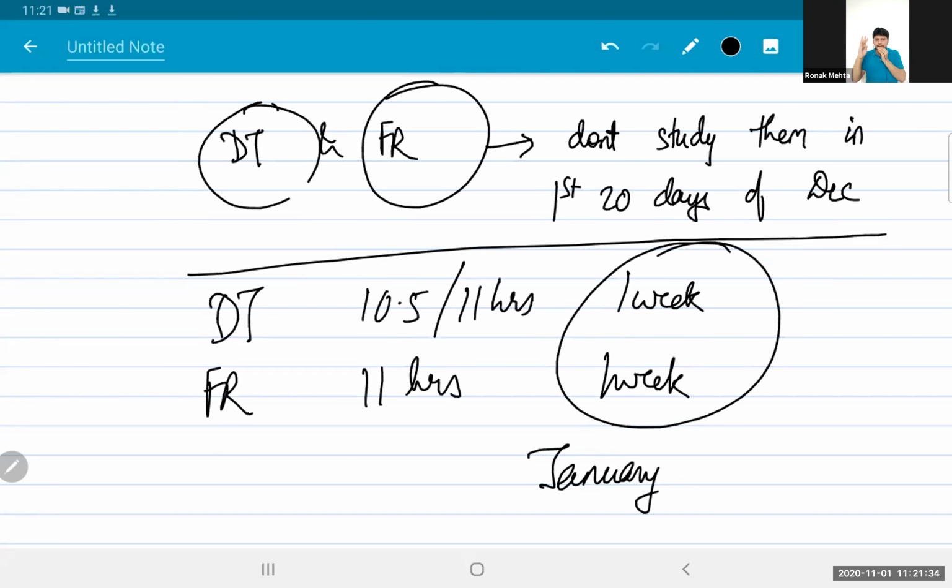first half of January DT पढ़ लिया, second half of January FR पढ़ लिया, या first 10 days DT पढ़ लिया, next 10 days FR पढ़ लिया. If you do this, then what will happen is subjects like DT and FR have a lot of interconnection.